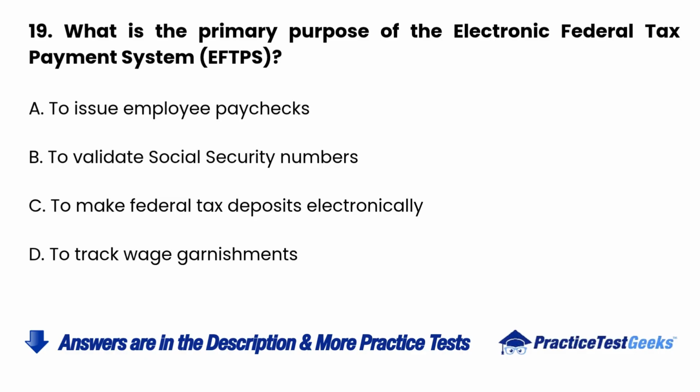19. What is the primary purpose of the electronic federal tax payment system? A. To issue employee paychecks. B. To validate Social Security numbers. C. To make federal tax deposits electronically. D. To track wage garnishments.